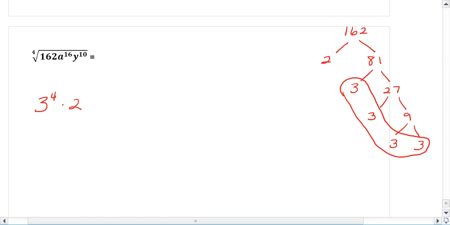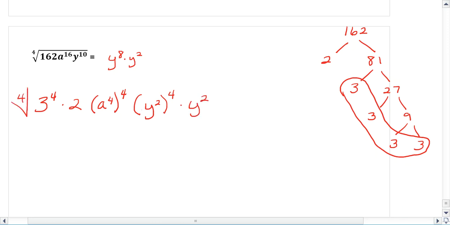So now looking at this a to the 16th, 16 does divide evenly by 4, so we know it's a perfect fourth, and I'm going to be very obvious still. I'm going to write it as a to the 4th to the 4th. So y to the 10th, not a perfect fourth, so I start going down in exponents. 9 doesn't divide by 4, however 8 does. So we're going to split this y to the 10th into y to the 8th times y squared. Because y to the 8th is a perfect fourth, in fact it's y squared to the 4th, and there is going to be a y squared left over.